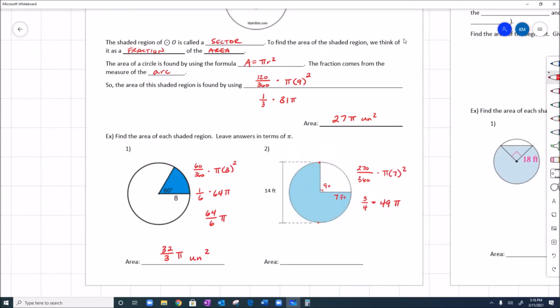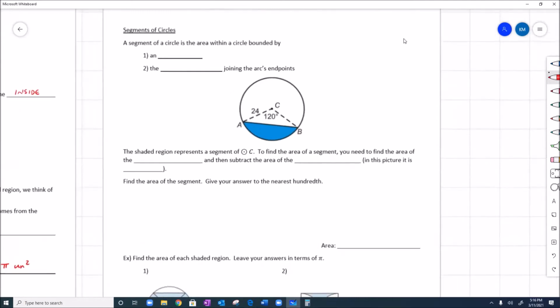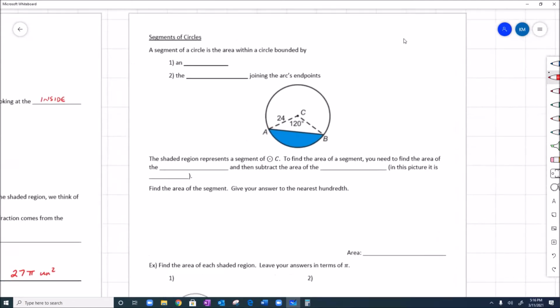49 times 3 gives us 147 over 4 pi, feet squared. And we're leaving this in terms of pi. If the directions say to round to the nearest tenth, then we can use our calculator and multiply this through and get our answer. If you can leave it in terms of pi, you can do anything with it. So that's if we're given a whole sector.